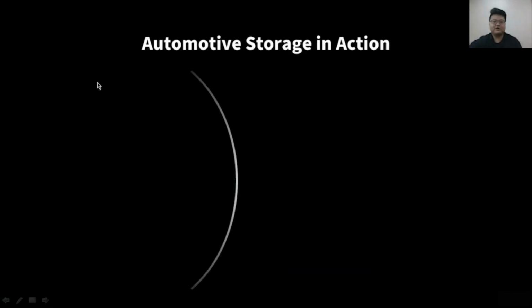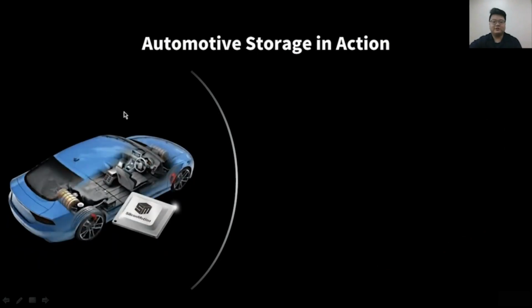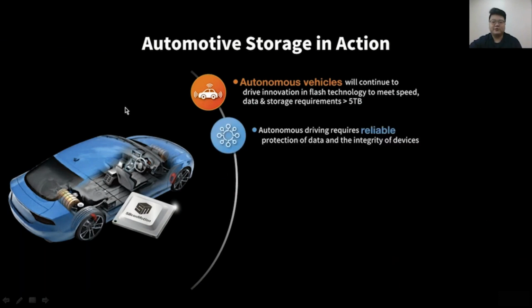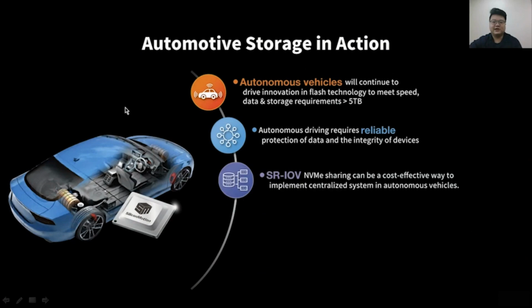At the end, I will give you the summary of the automotive storage slides that I showed today. For autonomous vehicles, we will continue to drive innovation in flash technology to meet the performance and capacity requirements, which are up to 5 TB. Autonomous driving requires reliable protection of data, which is end-to-end data protection. And for SR-IOV, NVMe sharing can be a cost-efficient way to implement the centralized system in autonomous vehicles.